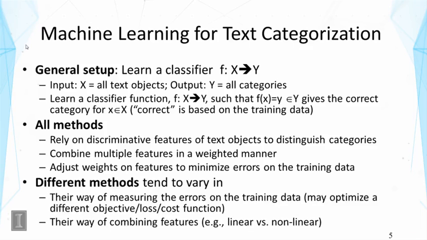Different methods tend to vary in their ways of measuring the errors on the training data. They might optimize a different objective function, which is often also called a loss function or cost function. They also tend to vary in their ways of combining the features. A linear combination, for example, is simple and often used, but it is not as powerful as nonlinear combination. But nonlinear models might be more complex for training, so there are trade-offs as well. That leads to many variations of these learning methods.